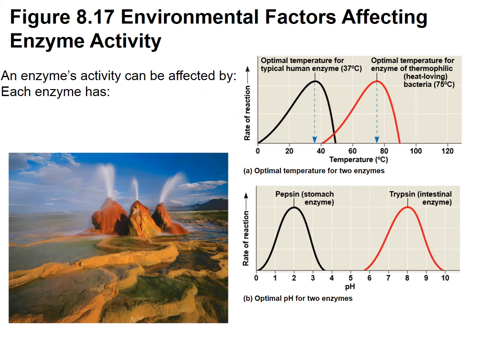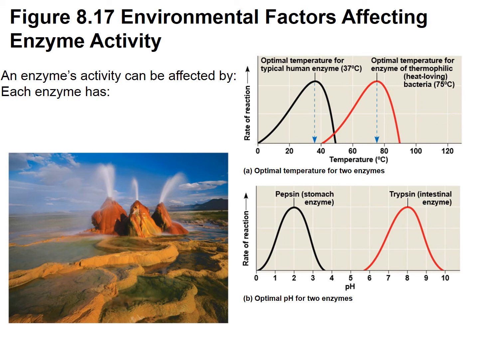An enzyme's activity can be affected by environmental conditions. So, for example, things such as temperature, pH, and chemicals. Each enzyme has an optimal value for each of those that it works best at. So in panel A, we see the optimal temperature for 2 enzymes. On the left in black is the optimal temperature for a typical human enzyme. It usually works best at 37 degrees Celsius.